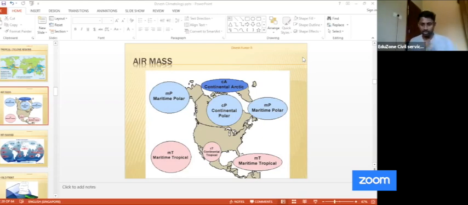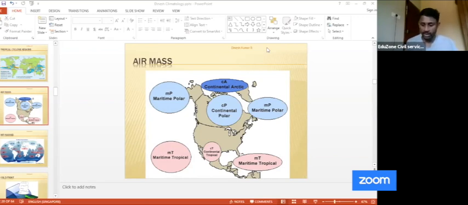So two things we have understood. One is frontogenesis, which is the origin or the beginning of a front, and the other is frontolysis, the dissipation of a front. So please understand this particular thing. Now we are going to understand different types of fronts. We will be discussing four types of fronts here, so please understand them very well.